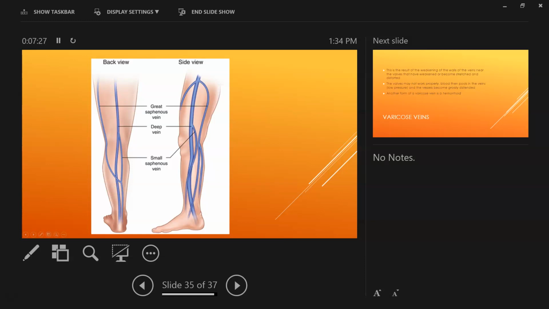So here we are. We've got the great saphenous, which is running here along the medial part of the leg, and then we have the small saphenous, which is running behind and dumps into the lower parts of the deep vein, whereas the great goes much longer. So the difference between the names of the two is that small just means it's not as long, and great means it's the longer of the two.